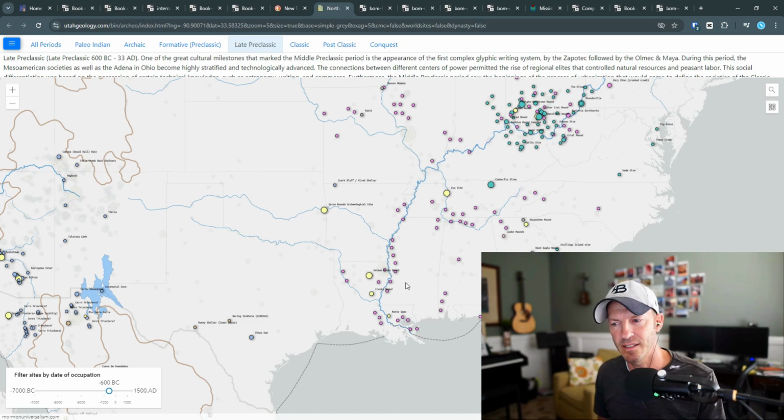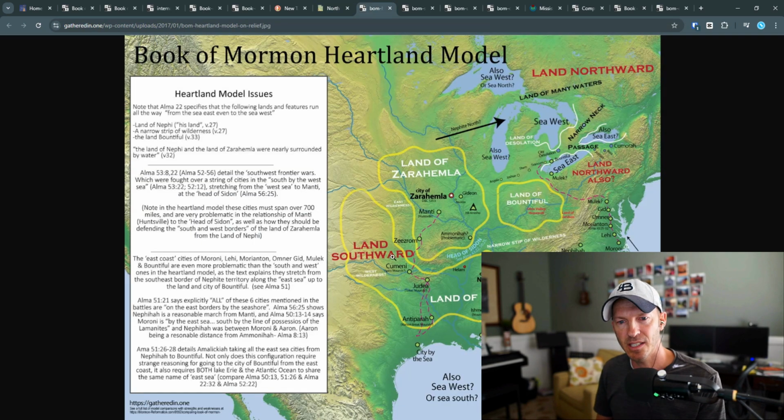It's just a problem, and I guess everyone can do their mental gymnastics to try and come around that, but there's problems with every single one of those explanations. But at least with what we're talking about right now, with this head of Sidon, let's just talk about the head of Sidon has to be kind of in the narrow strip of wilderness between the land of Zarahemla and the land of Nephi, should be running from east to west.